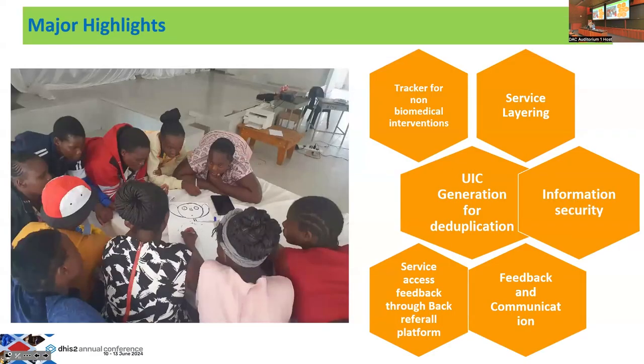And then in terms of the major highlights, you'd realize that DHIS2 for HIV prevention in Zimbabwe is a tracker for non-biomedical interventions, as I've already alluded to. It also ensures service layering. So we are saying, for example, if a girl is enrolled into the sister-to-sister program and they are a sex worker, they can always be referred to a Sesha clinic, which is an organization that is providing services for sex workers. And using the UIC, they are not duplicated, but the services are layered to them using the UIC.